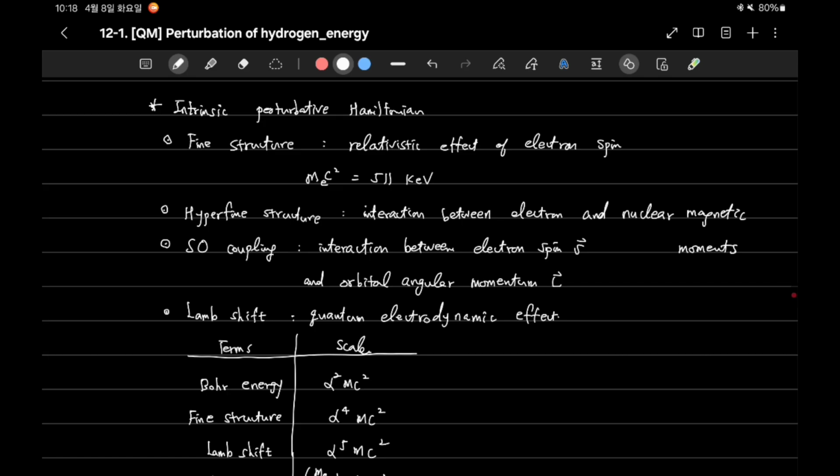In this chapter, I will deal with the fine structure, that is the relativistic effect, and the spin-orbit coupling. The fine structure, hyperfine structure, spin-orbit coupling, and Lamb shift are intrinsic perturbations. They make the energy level splitting, which breaks the degeneracy. So I will find out the fine structure and the spin-orbit coupling in more detail.